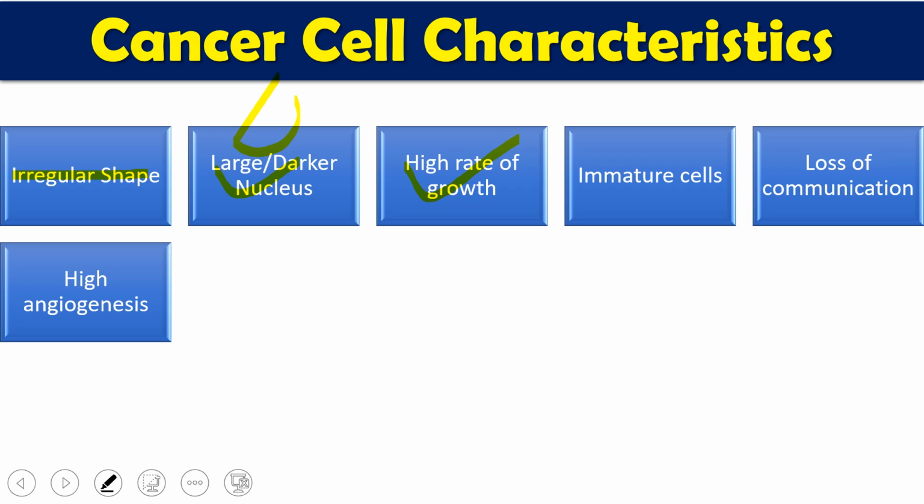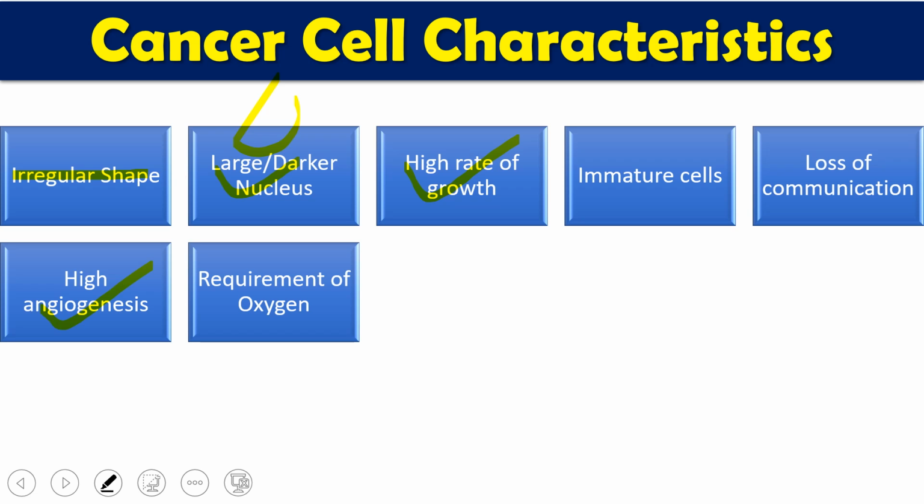High angiogenesis, because when cancer cells divide, the new tissue requires more growth factors, growth components, nutrients, and oxygen supply. Because of that, new blood vessels need to be formed. So in cancer cells the angiogenesis rate increases; there is a high angiogenesis process.